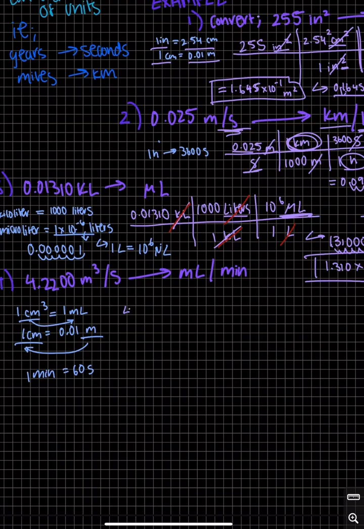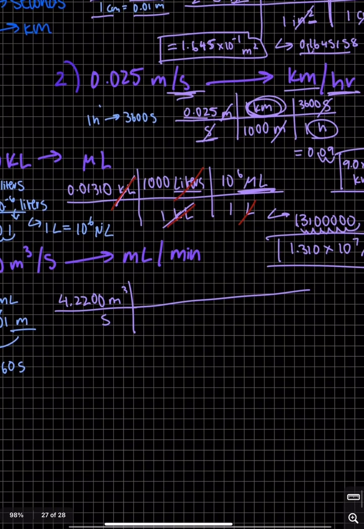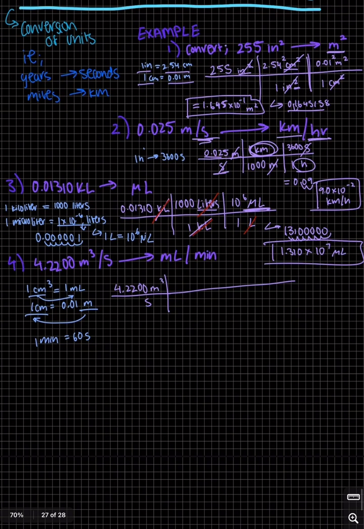Our table, I'm going to write in the top 4.22 meters cubed at the top per second. So seconds is going to be at the bottom. Start my table. So now I have meters cubed, and I can convert meters cubed into centimeters cubed, right?